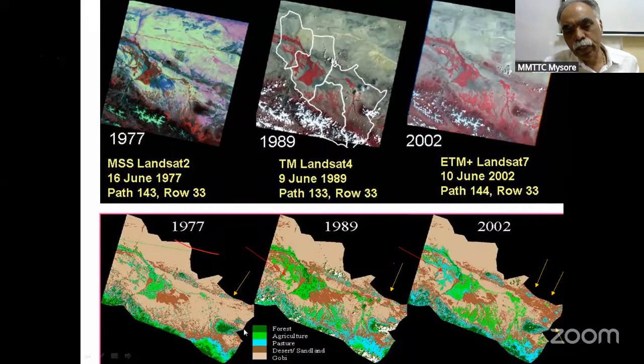So you can find the forest area in dark green color, the agricultural land in light green, and the pasture land in light bluish color. It is located in some areas. And the desert land, you can find patches of desert land here and there, and the Gobi desert land. So this is 1977 and 1989. If you compare 1977 and 1989, you can see what changes have occurred.